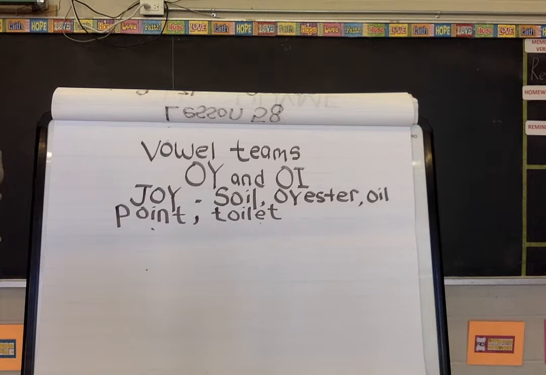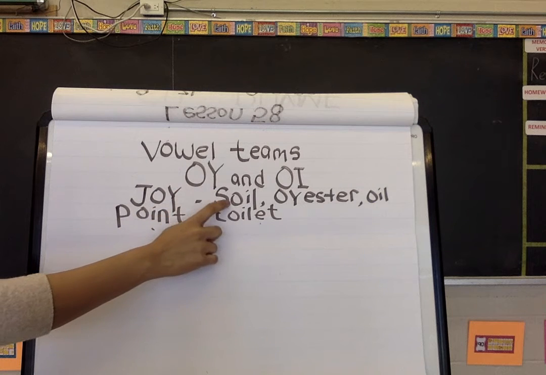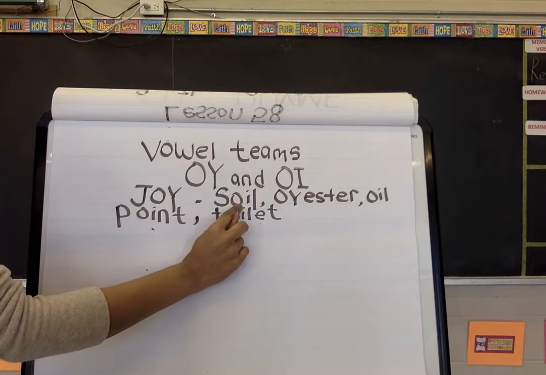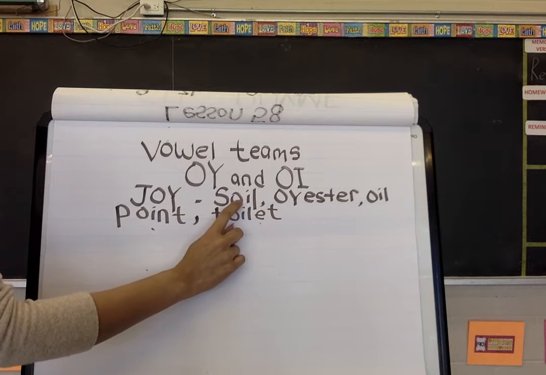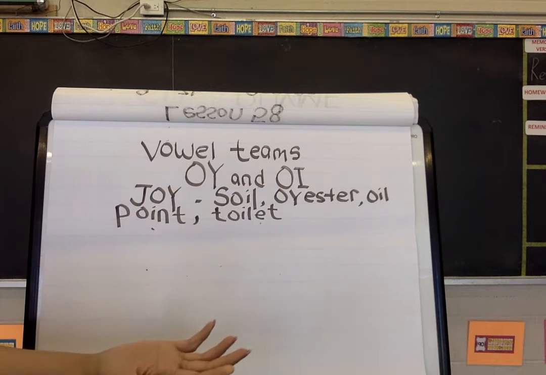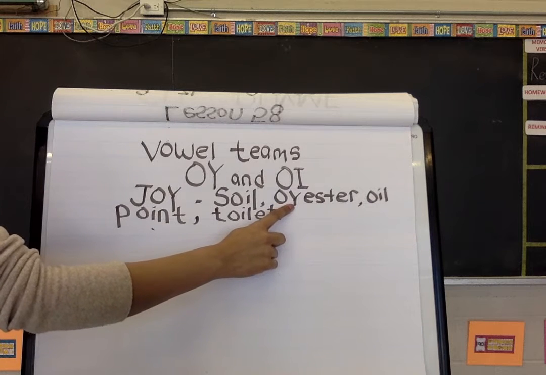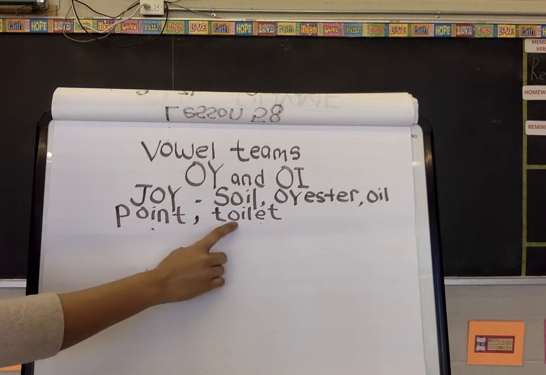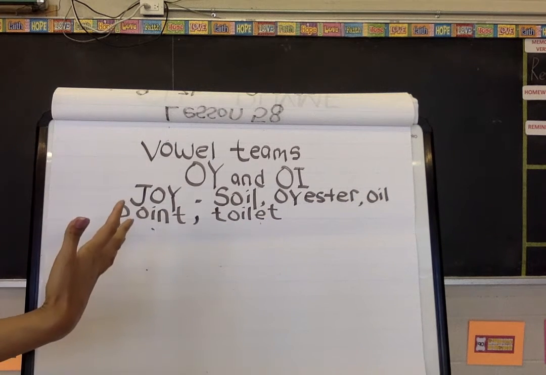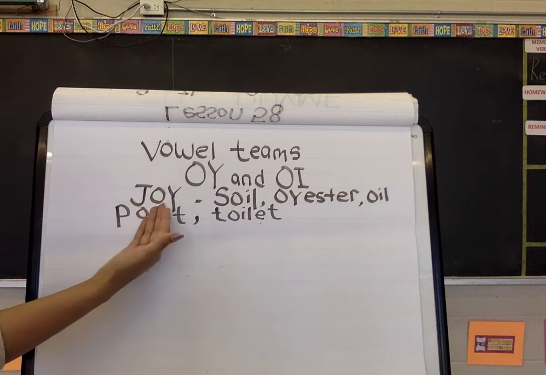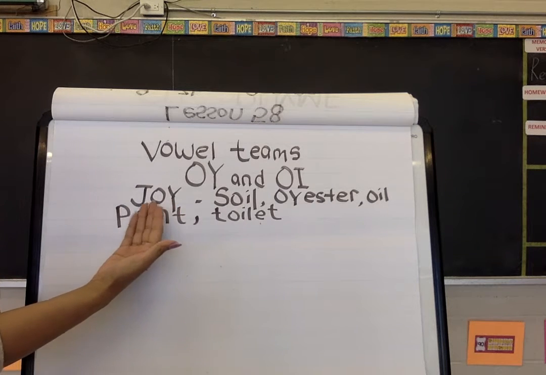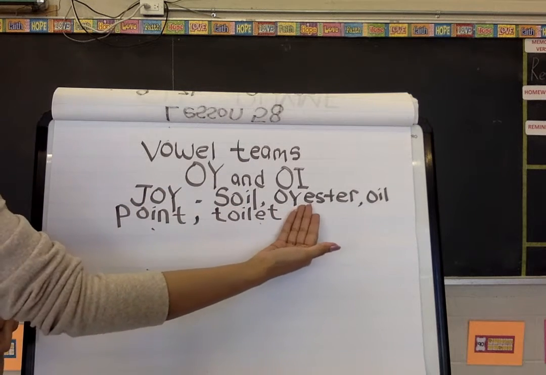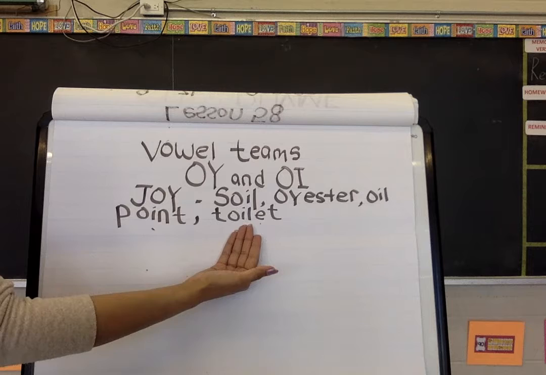Next word we have is soil. Okay? Soil. Now, again, I want you to pay attention to why do we have OI here and why couldn't we have put OY? Here we have OY in the beginning and it's oyster. Here we have OI, here we have OI, and here we have OI. So even though we say the same pronunciation, OI would be the pronunciation of all these words. So joy, soil, oyster, oil, point, and toilet.